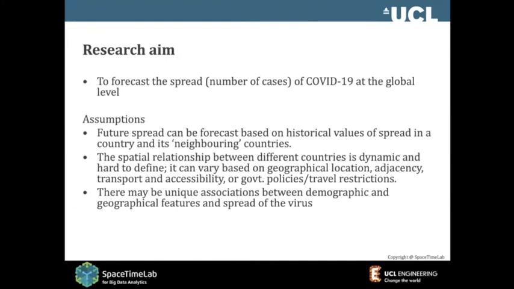So we make some assumptions. We think the virus spreads based on historical values, and common to its neighboring countries, and the spatial relationship between different countries is dynamic. Remember we said the relationship should be dynamic. And also, of course, it could be based on geographical location and adjacency, transport accessibility, and also government policy. So we think there's a strong correlation between the demographics and the spread of the virus.